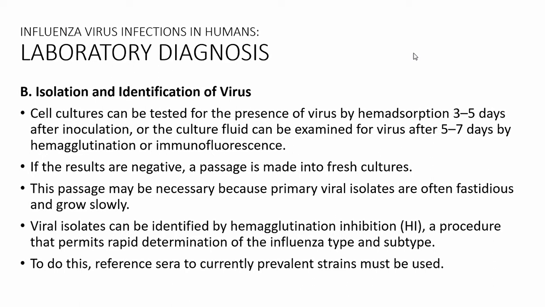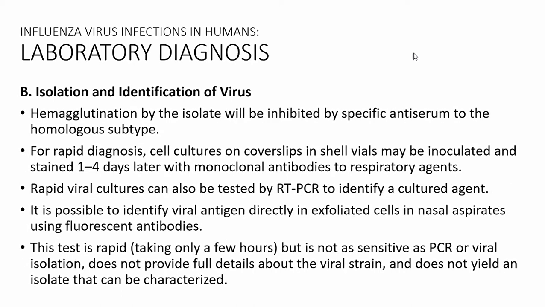Viral isolates can be identified by hemagglutination inhibition, a procedure that permits rapid determination of the influenza type and subtype. To do this, reference sera to currently prevalent strains must be used. Hemagglutination by the isolate will be inhibited by specific anti-serum to the homologous subtype.